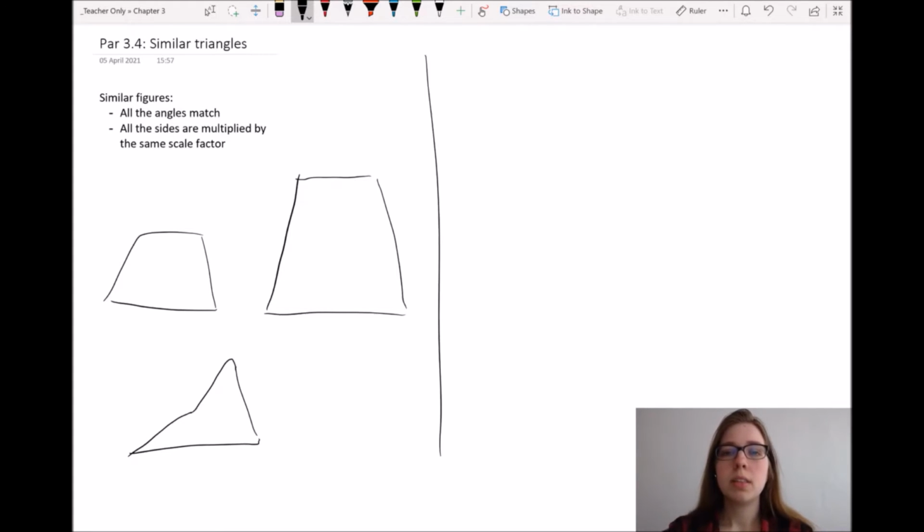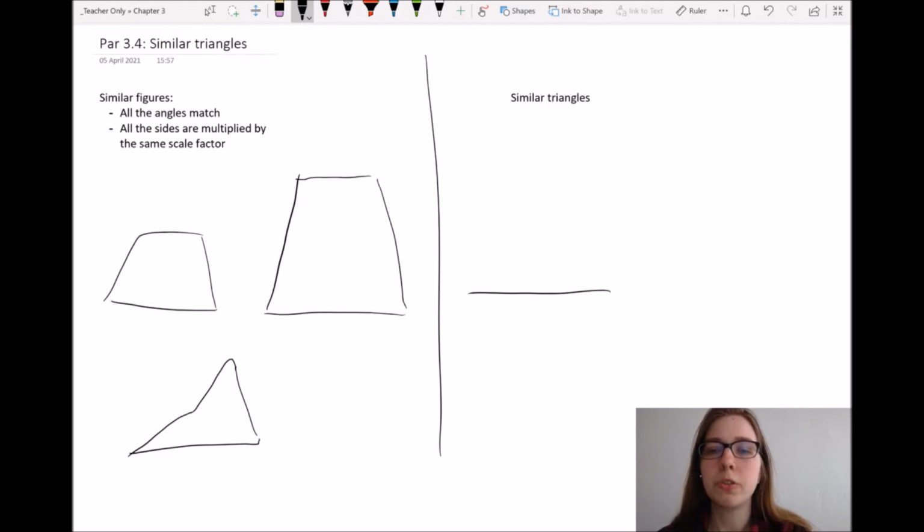Now with similar triangles, we get a very specific situation. Because once I have any line, and I know the two angles of the triangle, there's really only one triangle I can make. Because eventually they'll just meet in a point, and that is the last point. There's nothing else I can do.